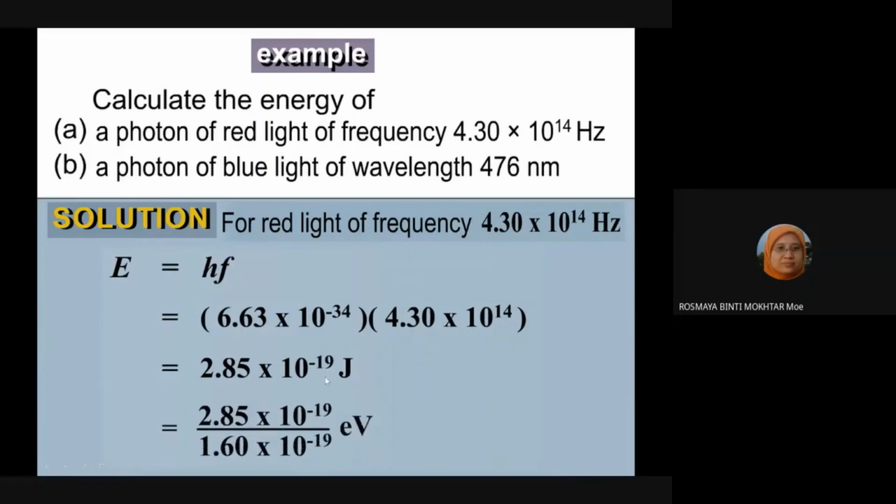So if you want to convert it to electron-volt, you divide it by 1.60 times 10 to the power negative 19. So you get the answer in electron-volt. So 2.85 times 10 to the power negative 19 joule is equal to 1.78 electron-volt. So how to memorize whether to multiply by 1.6 times 10 to the power negative 19 or divide by 1.60 times 10 to the power negative 19? It's very easy to memorize.